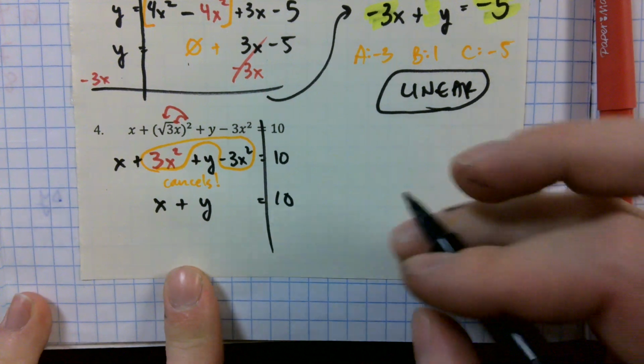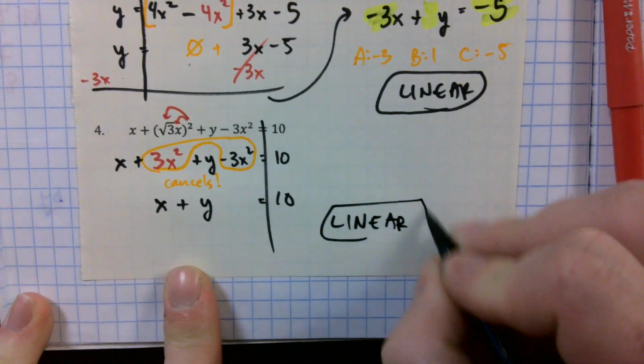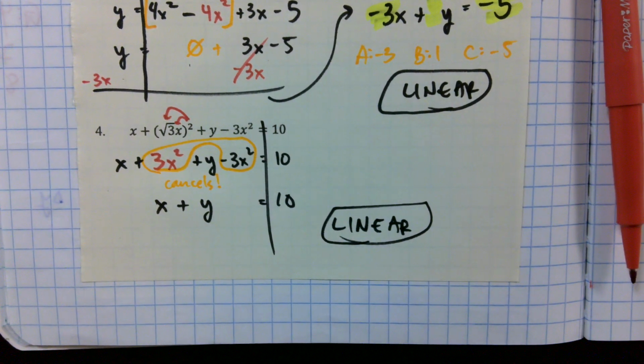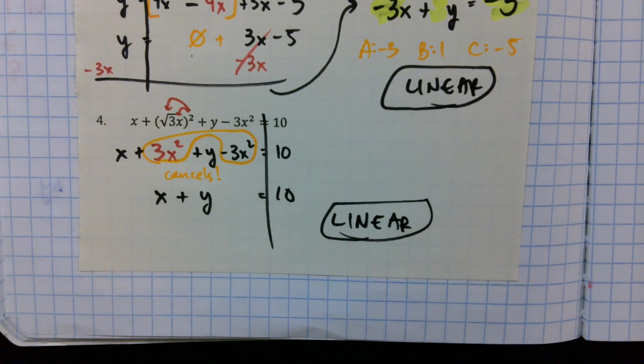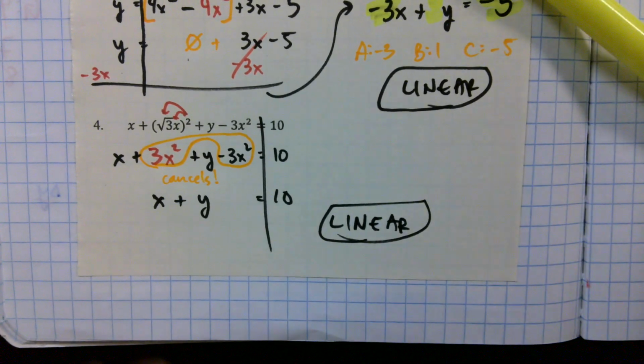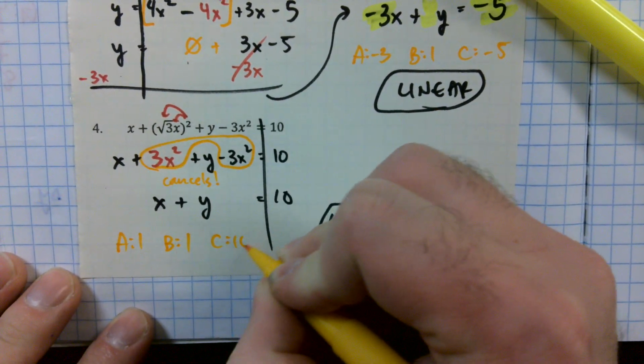Is this linear or nonlinear? Linear. Because we could write it in our standard form. There's no greater than 1 exponents on my variables. My variables aren't an exponent themselves. They're not in a square root. They're not in the denominator. And they're not being multiplied by themselves or by each other. What would my A and my B here equal? 1. 1. And what's my C? 10.